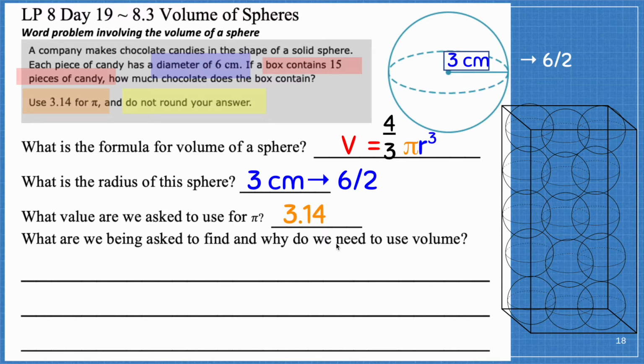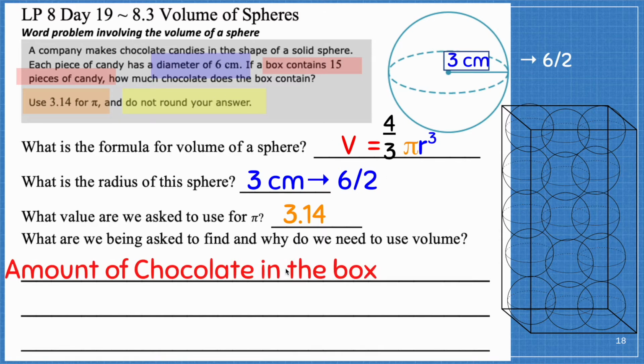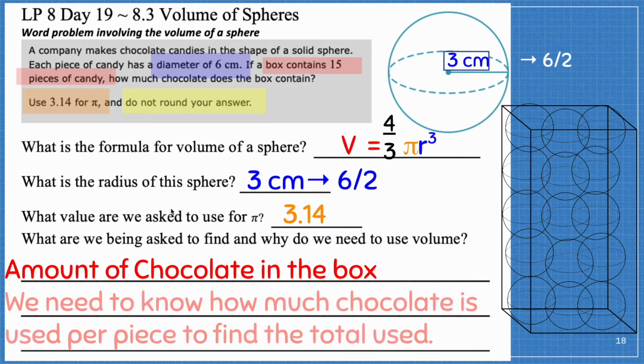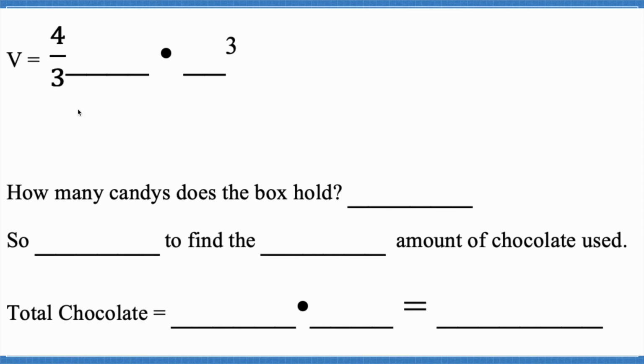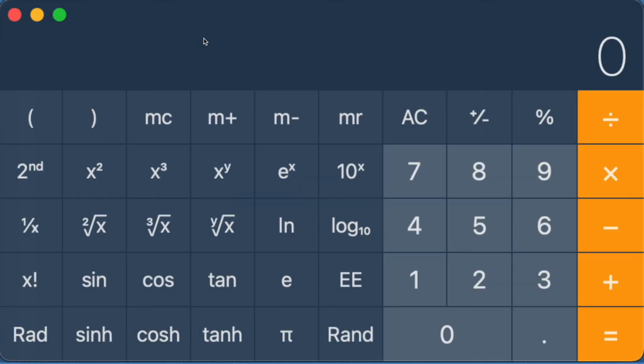So what are we being asked to find, and why do we need to use volume? Remember, we're being asked how much chocolate is in the box. So not how much chocolate is per candy, which is what we're going to calculate with the volume, okay? But if I know how much chocolate is used per piece, then I can find a total, because I can just simply multiply that by the number of candies in the box, right? So we're going to go ahead and plug our formula together. So we have 4/3 pi times r cubed, so 3.14 for pi and 3 for our radius.